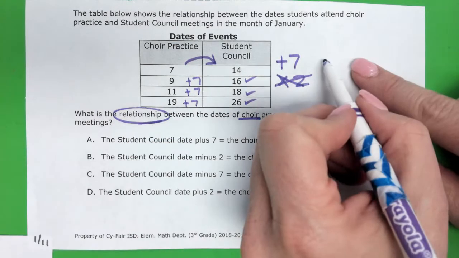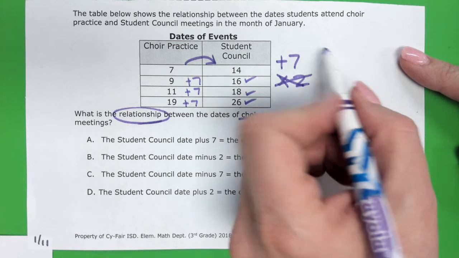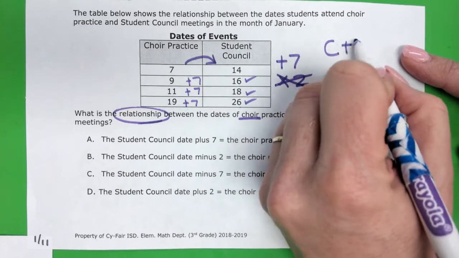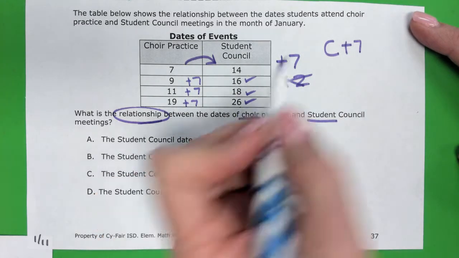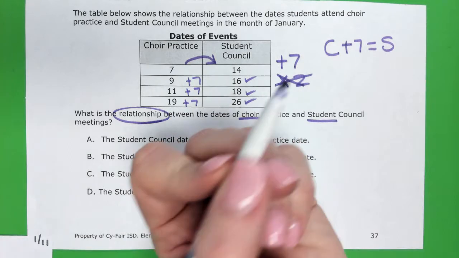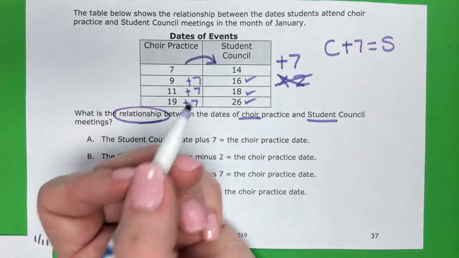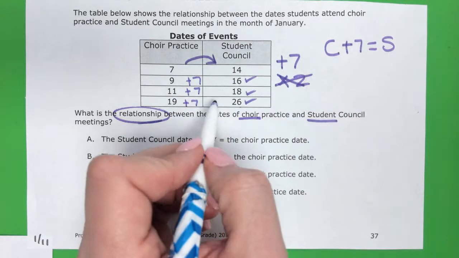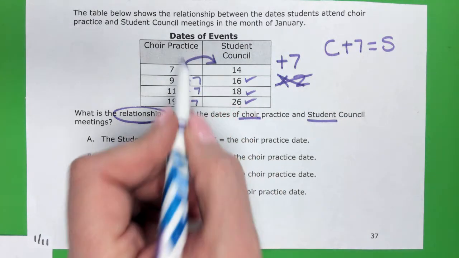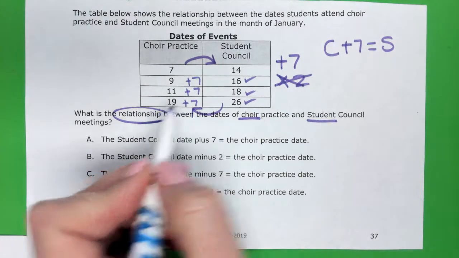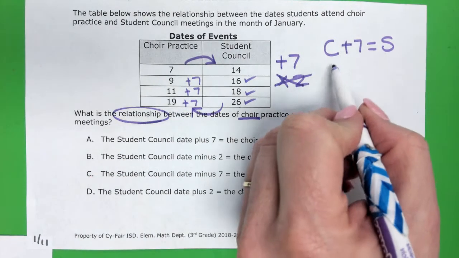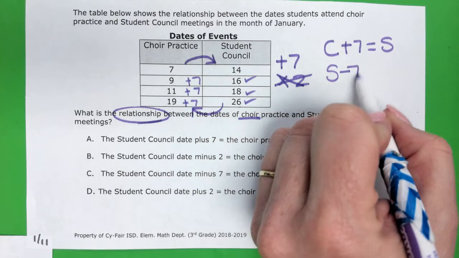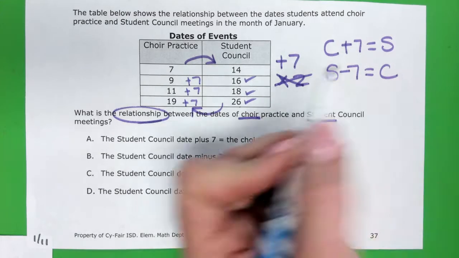26. So let's over here write our relationship. Choir practice plus 7 equals student council meetings. So if we did the inverse, student council to choir practice this way, what would it be? Student council, subtraction and division. Minus 7 equals choir practice.